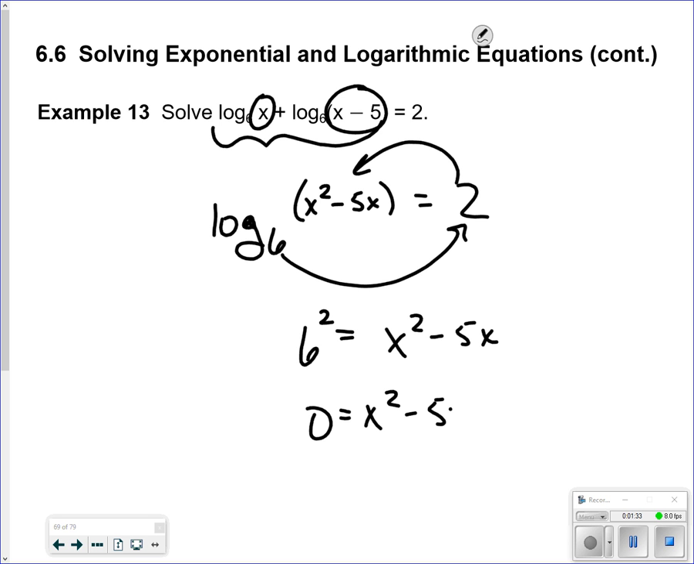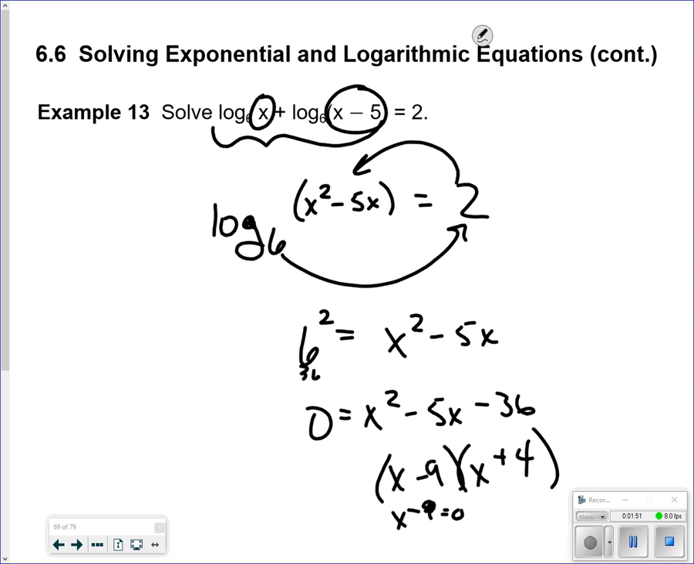So now I'm going to get everything equaling 0. So this is 36. So I'm going to subtract 36 from both sides. I'm going to factor negative 9 and positive 4. Set those equal to 0. Having a little brain lapse there. And so x would equal 9, and x would equal negative 4.